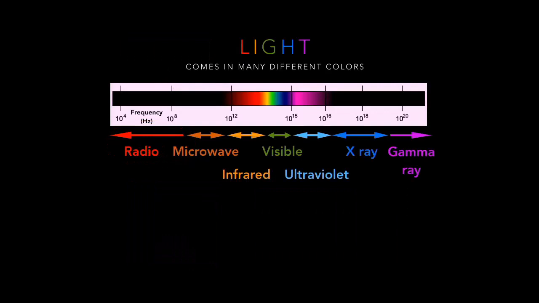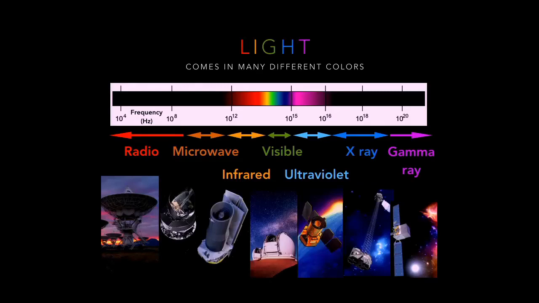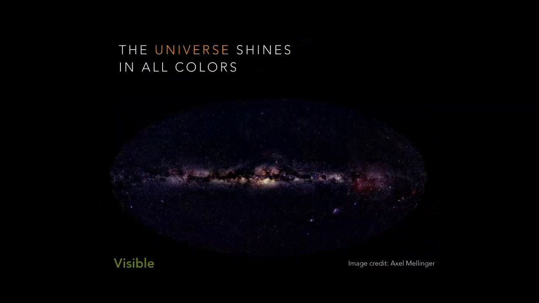And of course, as astronomers, we've built telescopes to look at all these different flavors. And why did we do that? This is because the universe shines in all of these colors. So here is a picture of the entire sky all at once, in visible light. Basically, we stitched together pictures that were taken around the world.